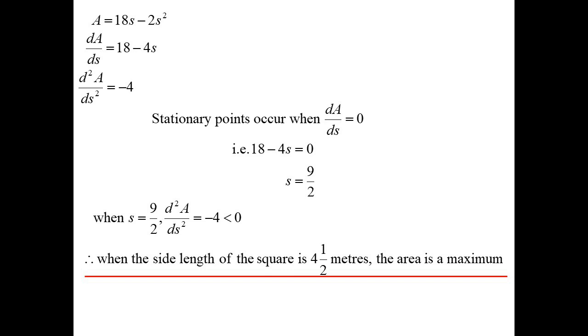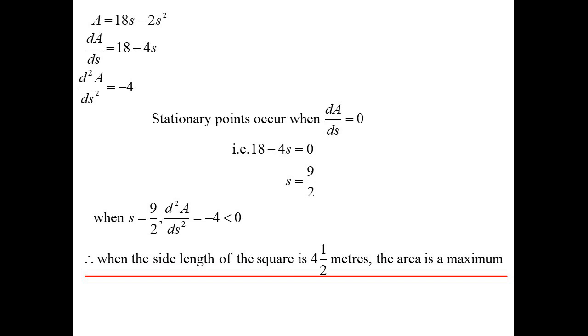I don't need to do anything more. So the side length would be 4.5 metres. Then the area is a maximum. That brings up something interesting. If the length of the square is 4.5 metres, what's the length of the rectangle?